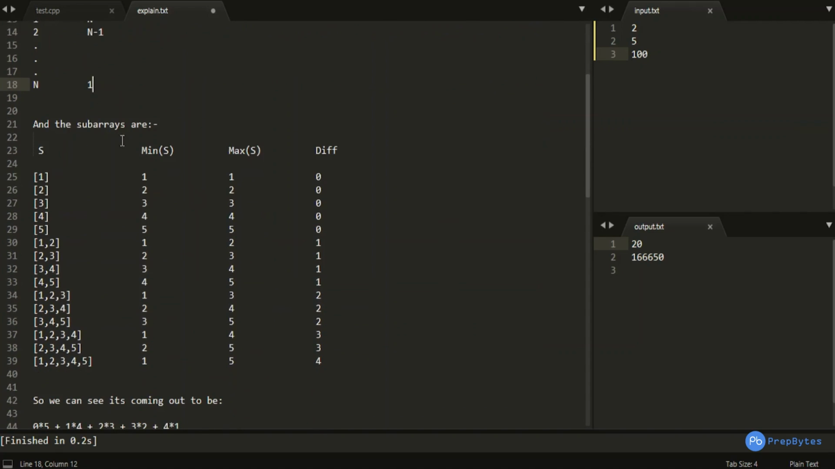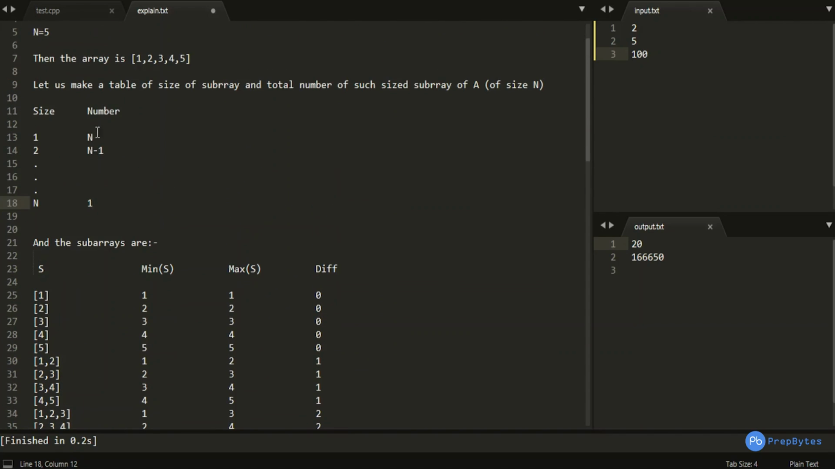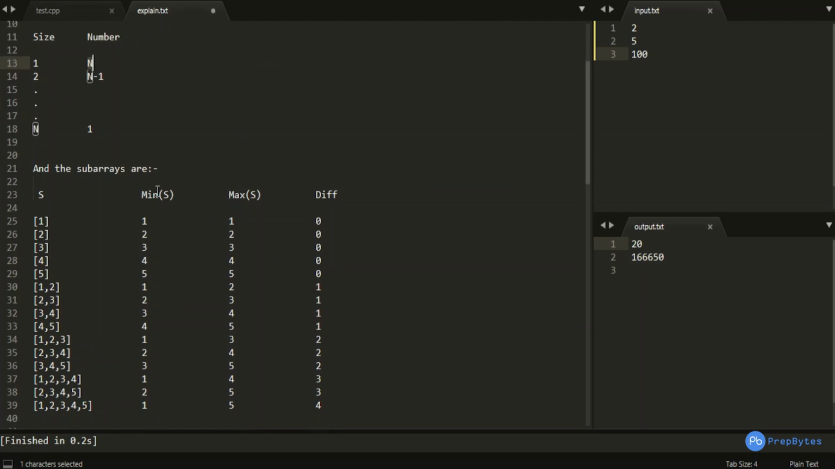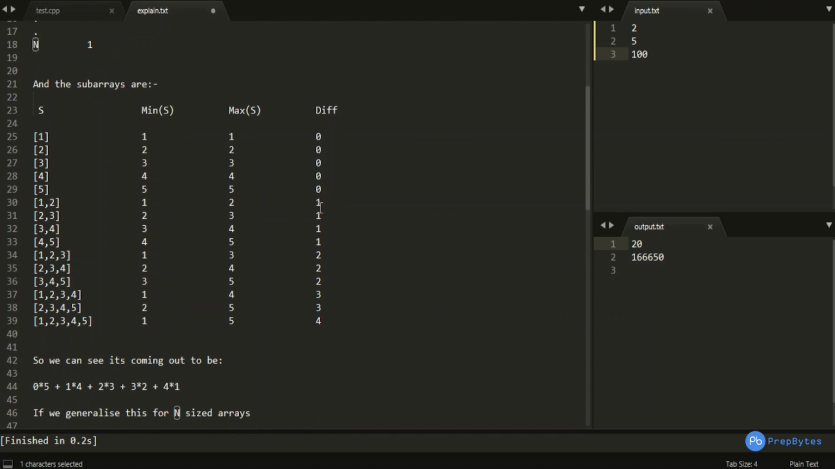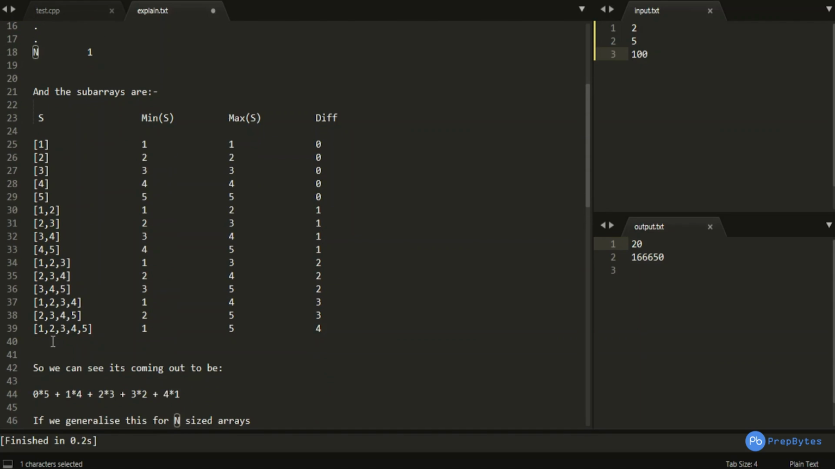Okay. So for single-sized subarrays, my contribution is 0. So in total it would be n into 0, and then n minus 1, which is the total number of size 2 subarrays. The contribution over there would be nothing but 1. So n minus 1 into 1, and it would go till the n-sized subarray, which is nothing but the contribution n minus 1, and there is a total of 1 such size subarray. So it would be 1 into n minus 1.